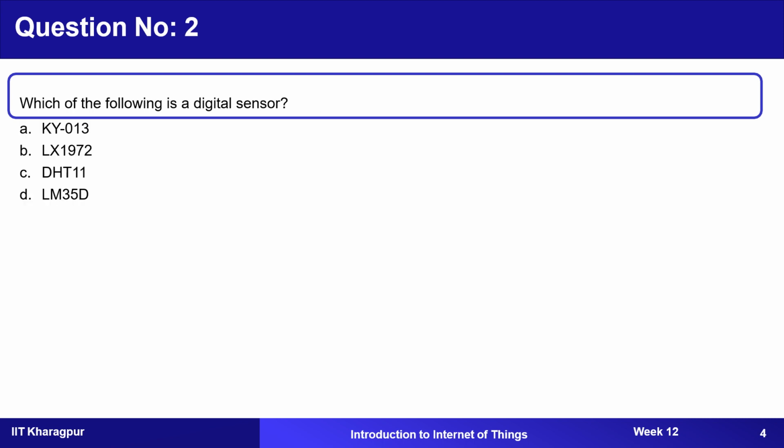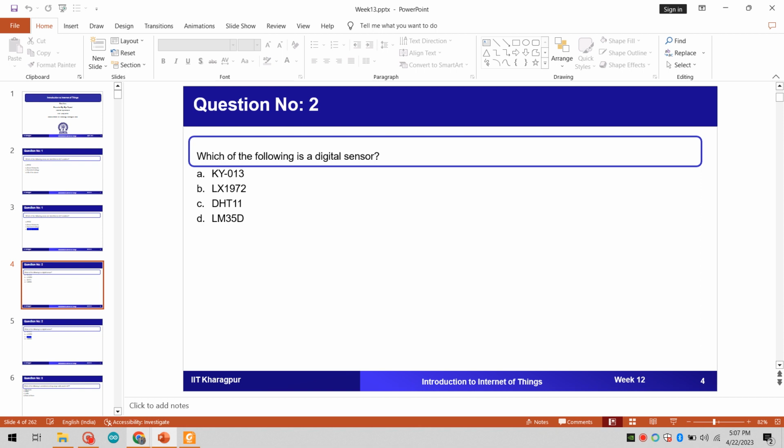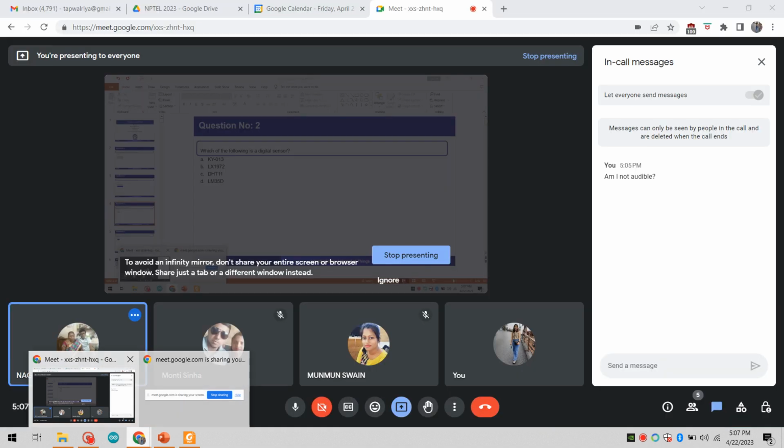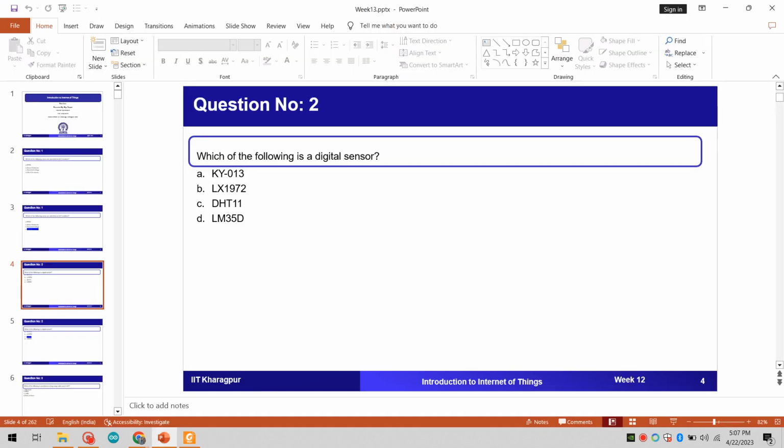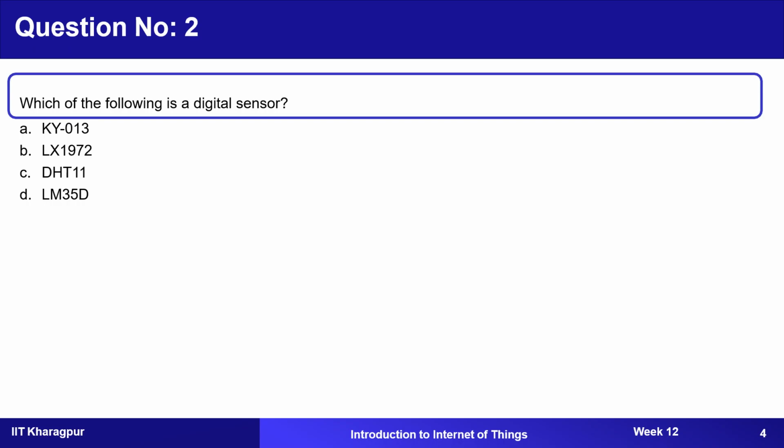Next question is, which of the following is a digital sensor? Options are KY013, LX1972, DHT11, LM35D. C, ma'am. C. Okay. Anyone else who is trying to say something? C. Yes ma'am, C. Right. DHT11 is your digital humidity temperature sensor. So the correct option is C.